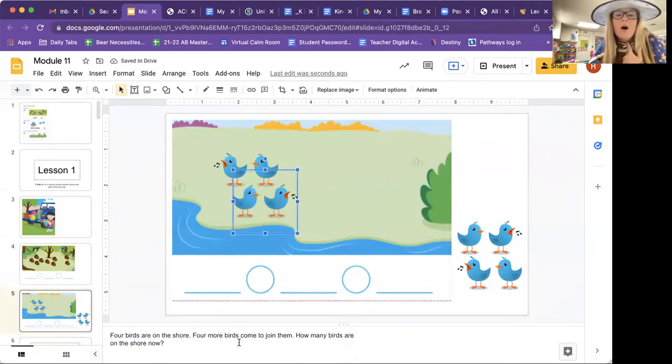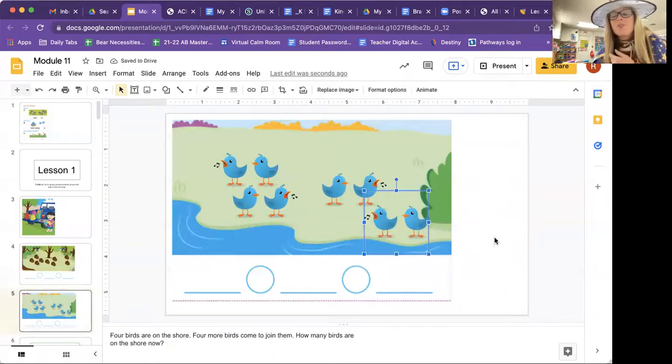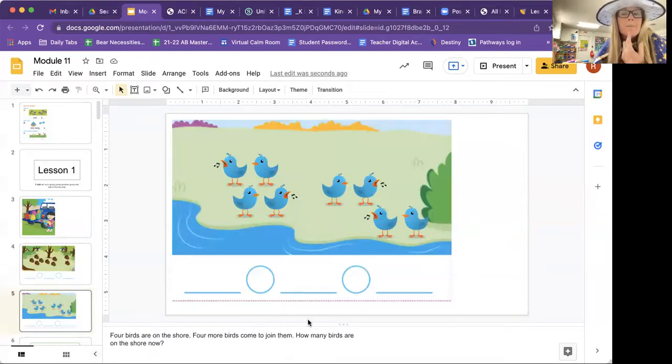Okay. What number would you put there? 4 birds are on the shore. 4 more birds come to join them. Oh, look, these are singing birds. Very nice. I like singing birds. Birds sing very beautiful songs, don't they? 4 more birds come to join them. What sign are we using, taking away or adding to? How many birds are on the shore now?